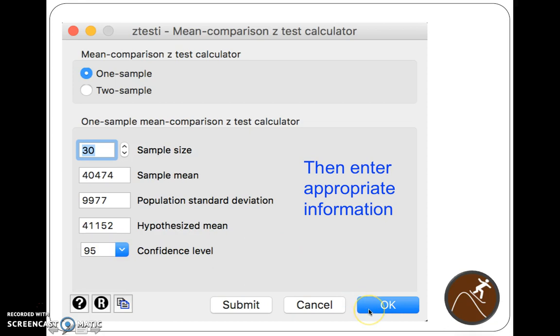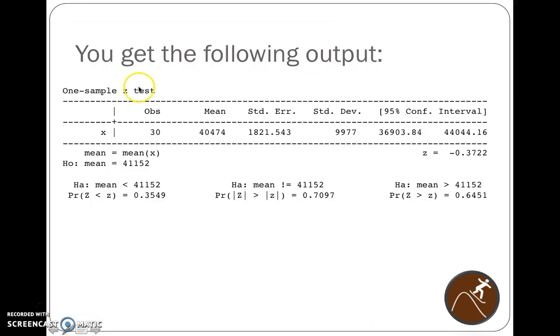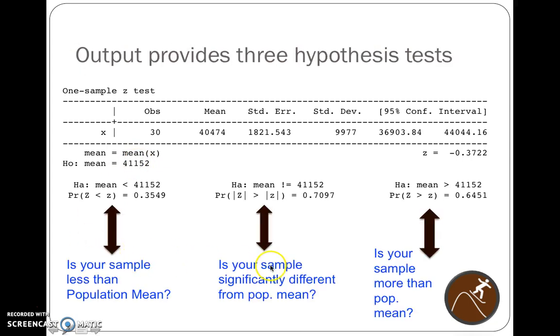And then we tell it OK, and it'll give us this output. So this is a one sample z-test. So it's comparing our 30 observations versus Kentucky. So we had 40,474 for our mean with that standard deviation, and it's comparing against all of Kentucky. And what did it say for the sample? It gives us actually 3 different hypotheses. It gives us the outcome of 3 different possible hypotheses.